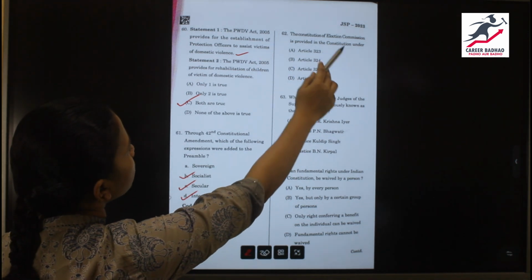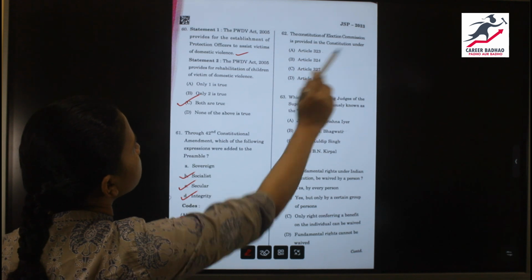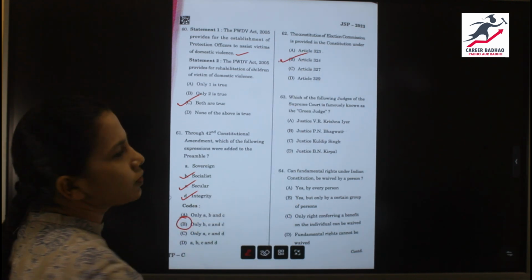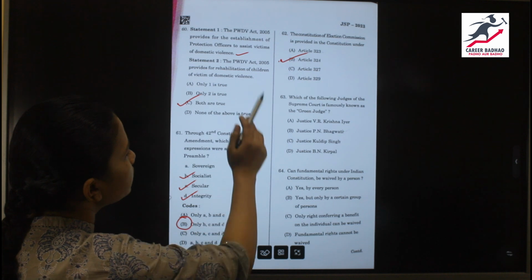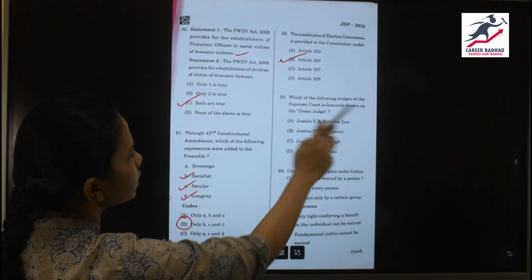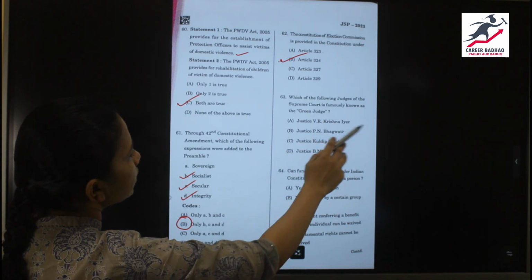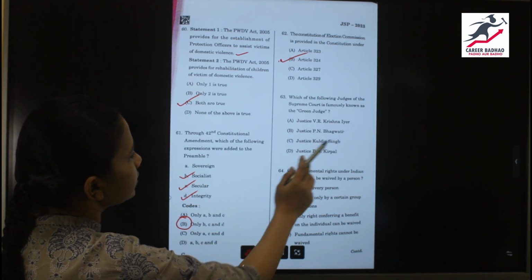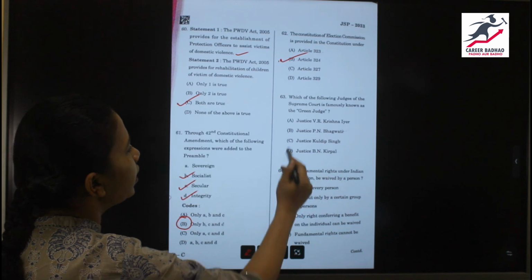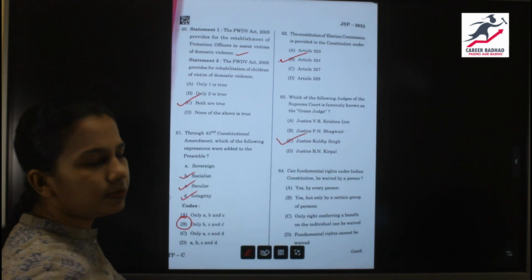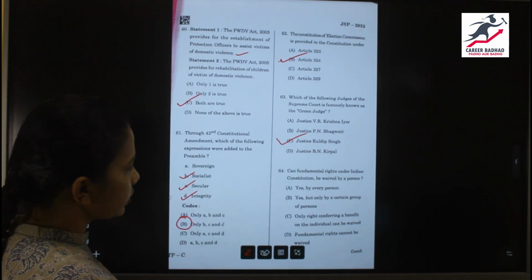The Constitution of Election Commission is provided in the Constitution under Article 324. This is also a direct question. Let's move to question number 63. Which of the following judges of the Supreme Court is famously known as the Green Judge? Justice B.R. Krishna Iyer, Justice P.N. Bhagwati, Justice Kuldeep Singh or Justice B.N. Kirpal. So here the correct answer is Justice Kuldeep Singh. Let's move to question number 64.